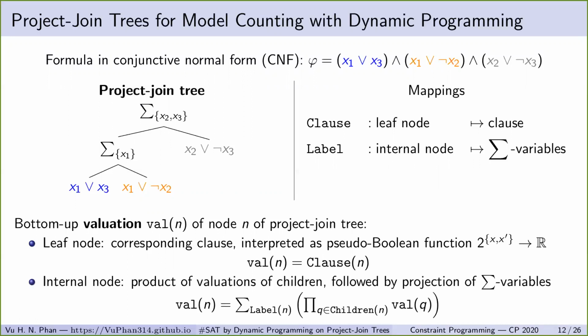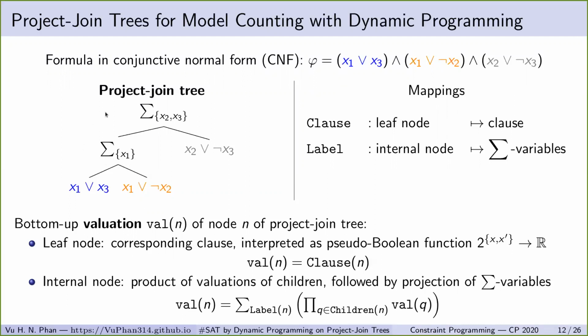For an internal node, we evaluate it as follows. For example, take a look at this internal node. First, we multiply the children. That is, we multiply the blue function by the orange function. The product will be a pseudo-Boolean function over 3 variables, x1, x2, and x3. But then we project away, or sum out, x1. That leaves us a pseudo-Boolean function over the 2 remaining variables, x2 and x3.